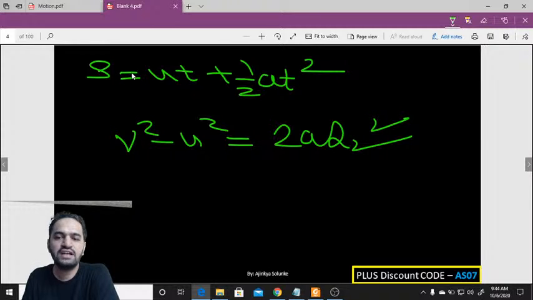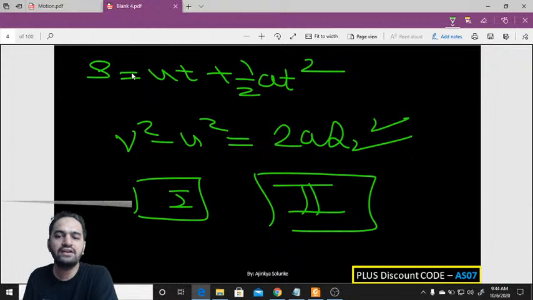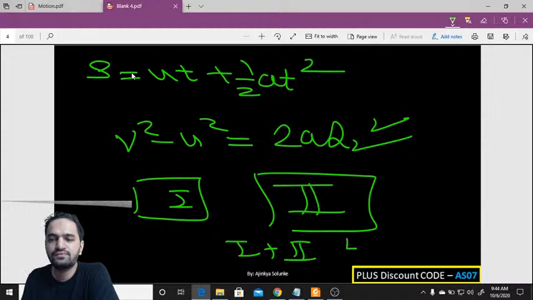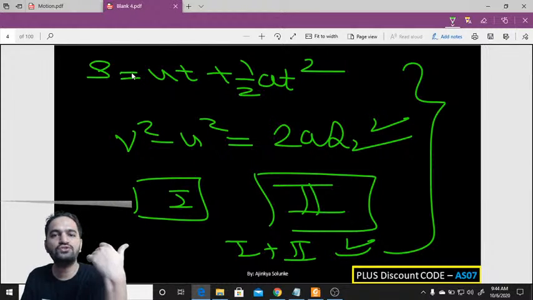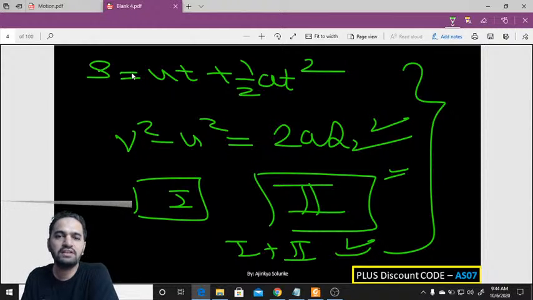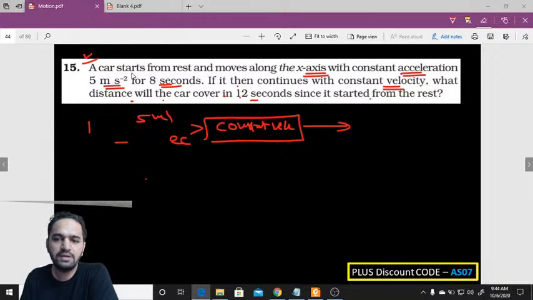You can use both, or you can find out the distance covered in the first case, then find out the distance in the second case, and then add them up. You can just say total distance is 1 plus 2. There are 2 ways through which you can solve this question. Either you solve it with the help of equations of motion, or you can solve it by a simple method. Okay, so let us use a simple basic method for solving this question.